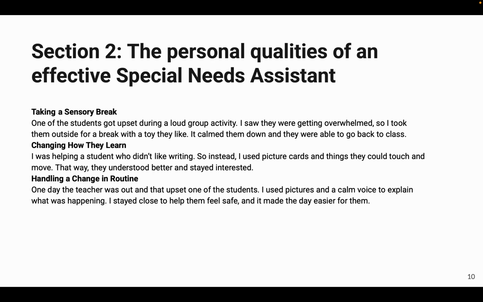Handling a change in routine. One day the teacher was out and that upset one of the students. I used pictures and a calm voice to explain what was happening. I stayed close to help them feel safe and made the day easier for them.